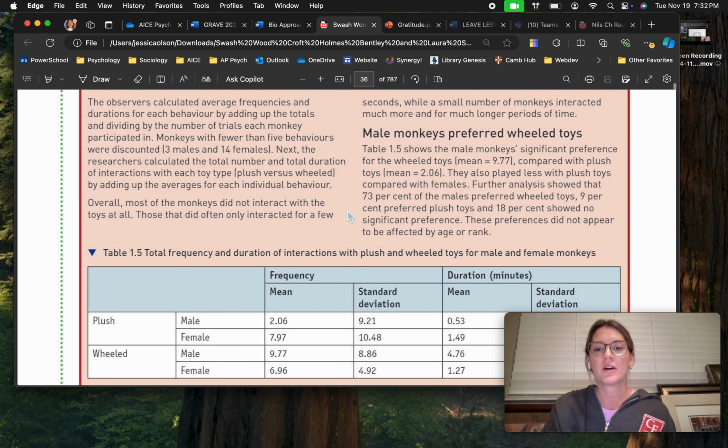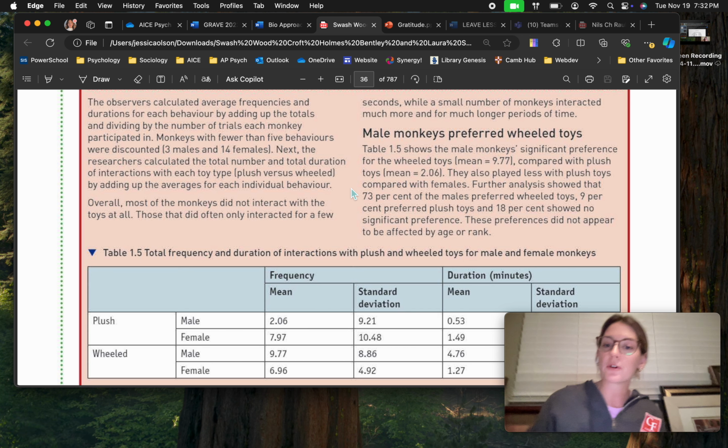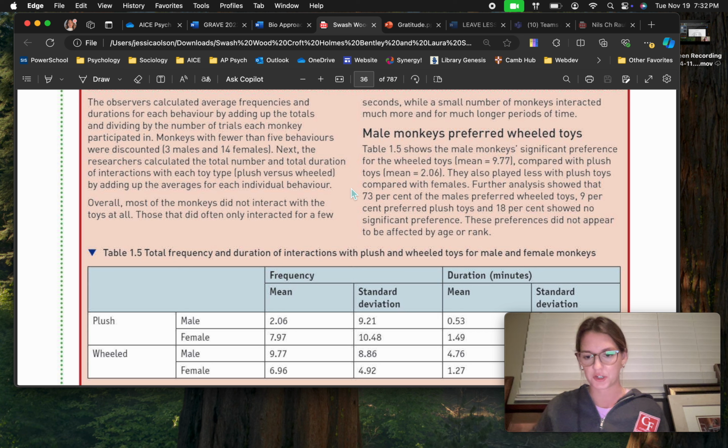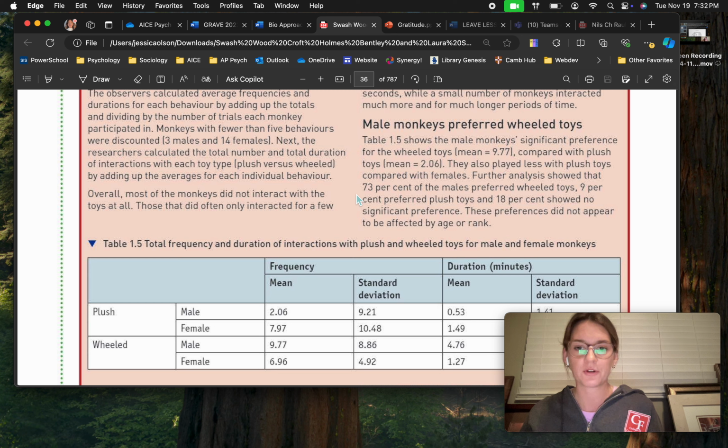Okay, so here, male monkeys preferred wheeled toys. This is true. Overall, the males, and where's our comparison? The males preferred wheeled toys over the plush toys by a statistically significant amount. So male monkeys showed a significant preference for the wheeled toys compared with plush toys. They also played less with the plush toys compared to the females. Further analysis showed that 73% of the males preferred wheeled toys, 9% preferred plush toys.